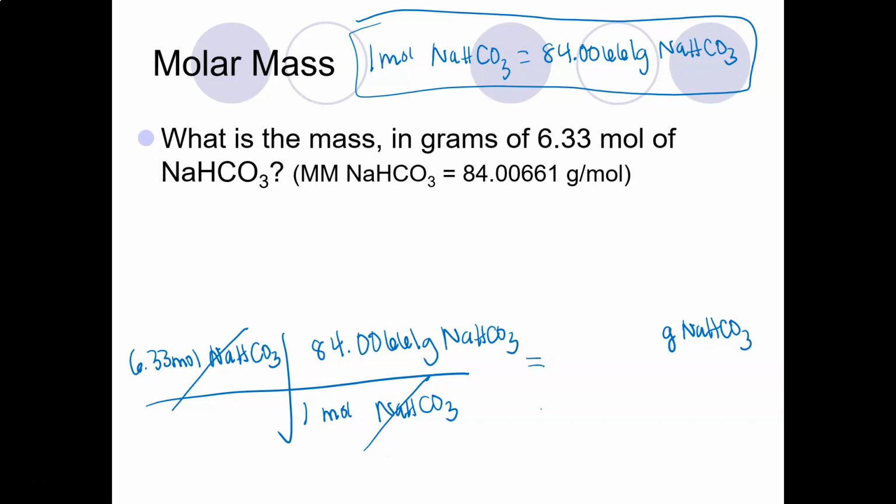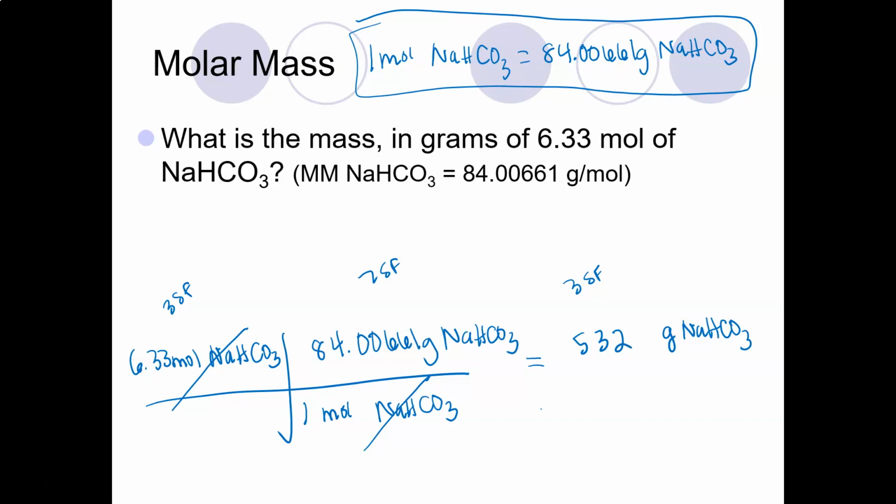So I grab my calculator. Significant figures. This has 3 sig figs. This one has 1, 2, 3, 4, 5, 6, 7. So my answer should have 3. It's going to have the smallest. I'm going to take 6.33 times 84.00661. I get 531.7618413. I round that down to 3 sig figs, and I get 532. Grab your calculators. Make sure you're feeling okay as we do these.